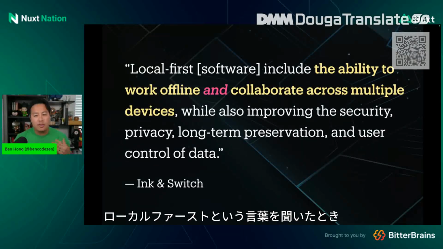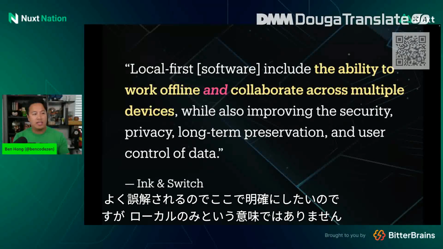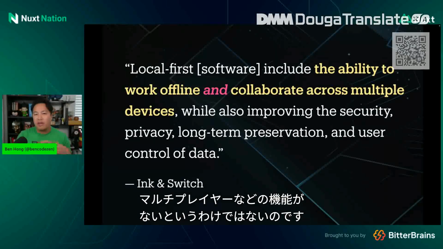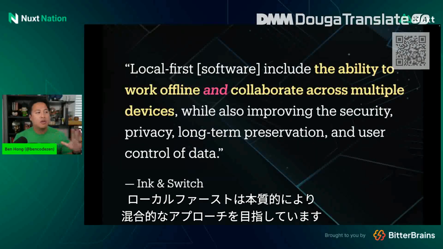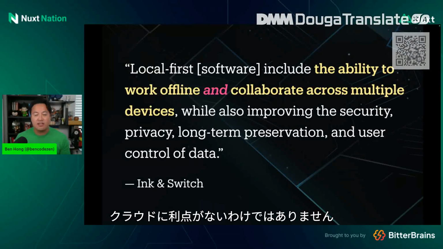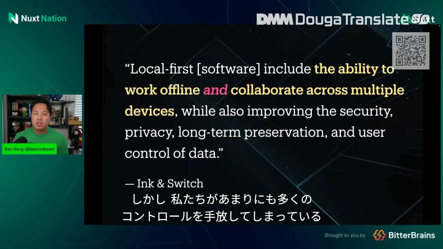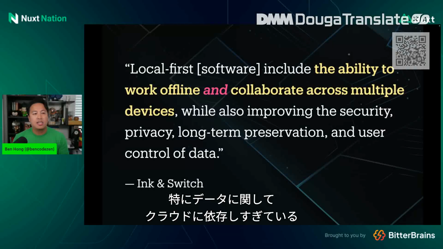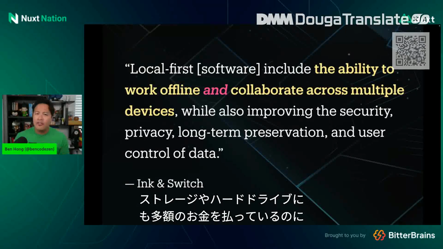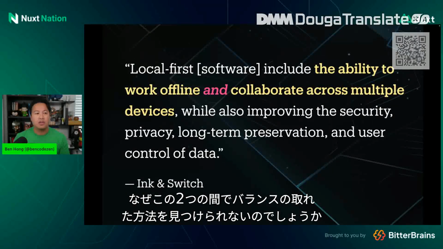And so a lot of times when people hear local first, the reason I want to clarify this is because they think that it means local only, meaning that we're only talking about storing data locally and then you don't have the ability for multiplayer and that kind of stuff. Local first is essentially a move towards a more hybrid approach where we do want to take the benefits of cloud, right? It's not that cloud doesn't have its advantages, but the idea that we've sort of given up so much control, especially on the data front, to the cloud when we have these incredibly powerful devices that we often pay lots of money for in terms of storage and hard drive, why can't we find a bridge between those two and find a sort of happy medium?